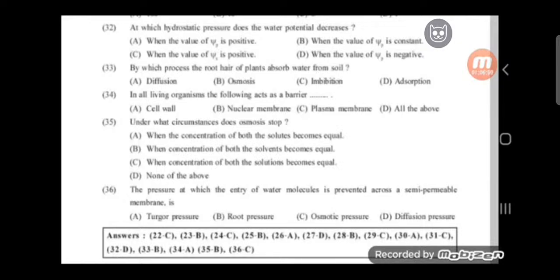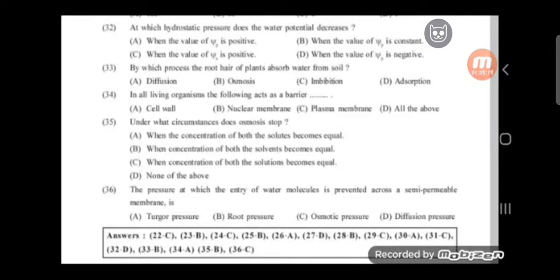So the correct answer for question number 35 is option B. When the concentration of both the solvents becomes equal, under these circumstances, the osmosis stops.